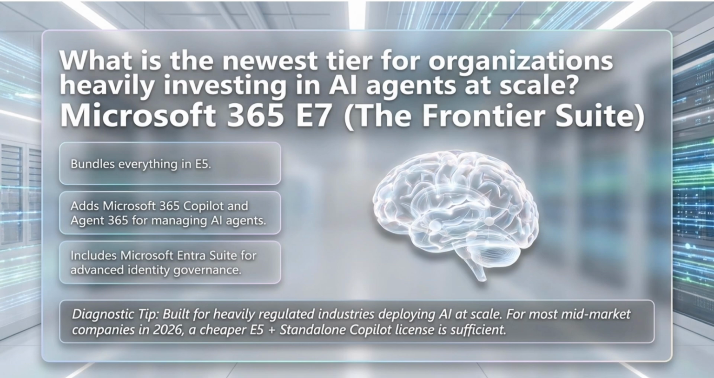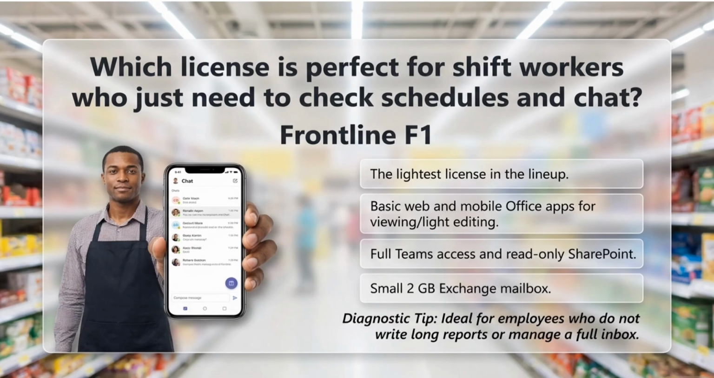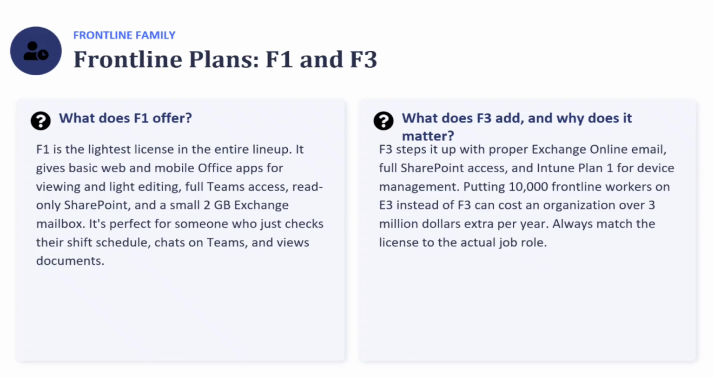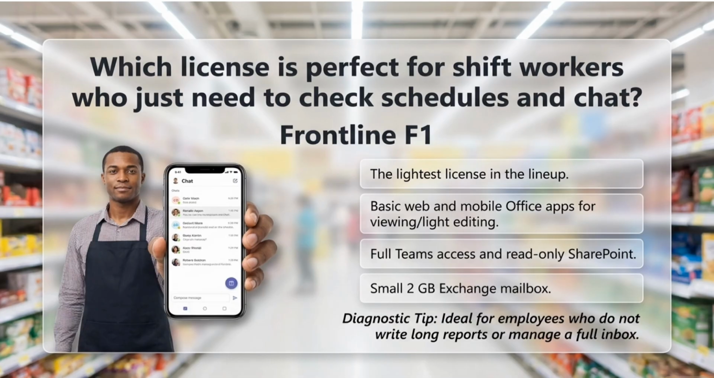Now let's talk about Frontline plans F1 and F3. Not every employee sits at a desk. Frontline plans are built specifically for shift workers, retail associates, factory staff, and field service employees. F1 is the lightest license in the entire lineup. It gives basic web and mobile Office apps for viewing and light editing, full Teams access, read-only SharePoint, and a small 2 terabyte Exchange mailbox.